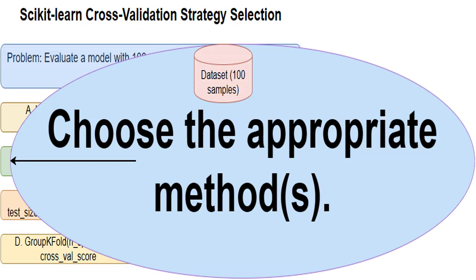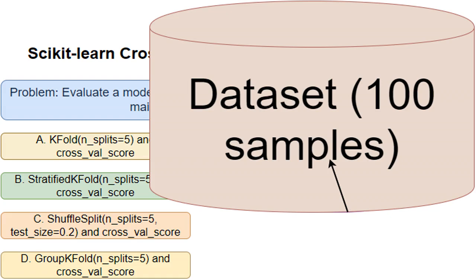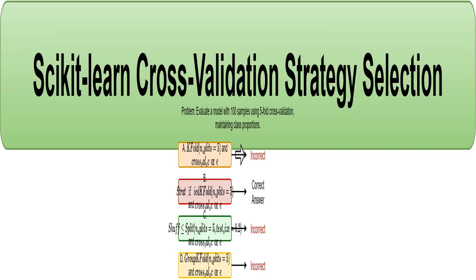This instruction is the quiz question itself. I need to choose the best method among the options given. This tells me the size of the dataset I'm working with. This dataset size is relevant to the problem. This quiz tests your understanding of Sklearn's cross-validation techniques.